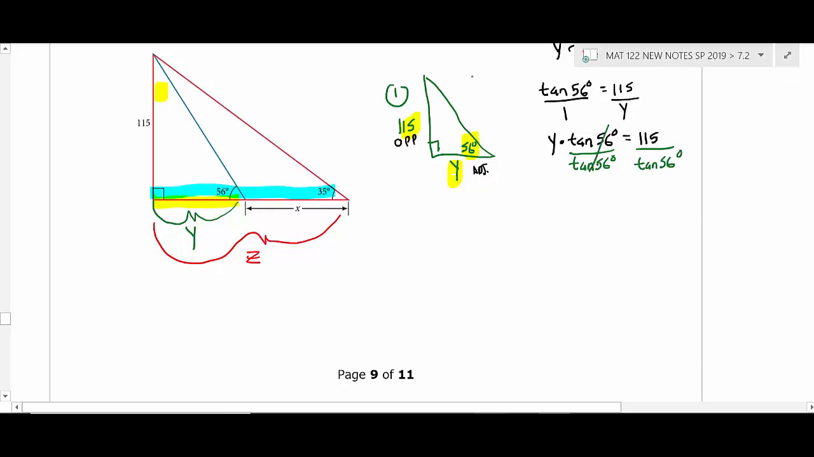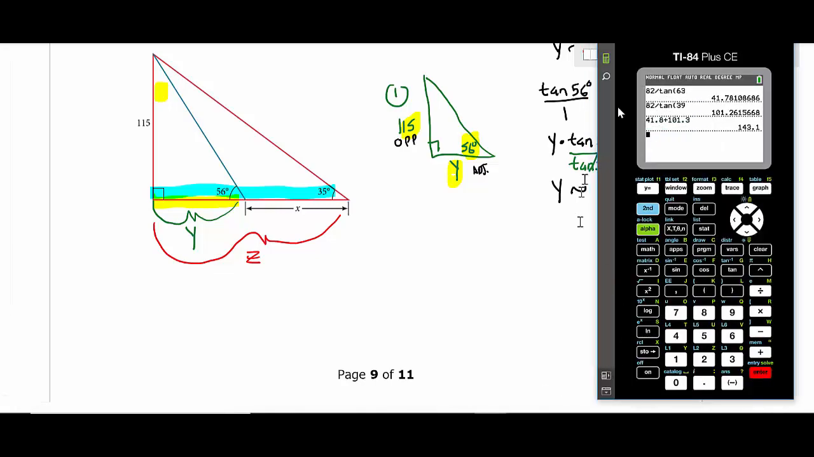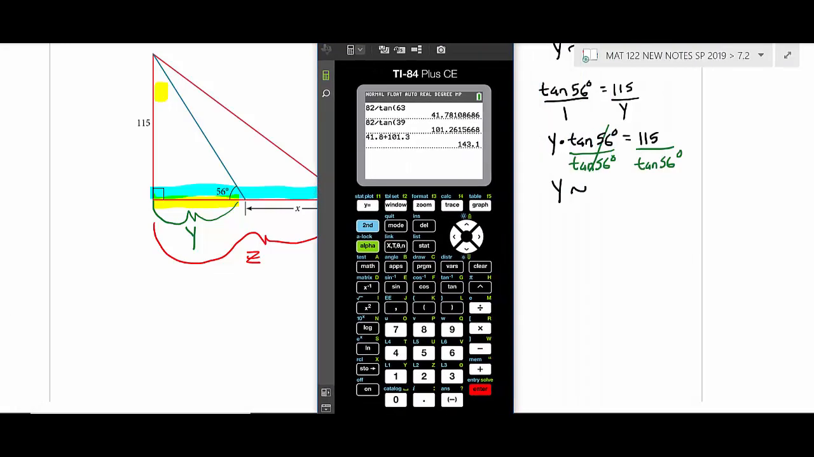Okay, that will divide out, and that'll give you what y is. And of course, we just need to go to the calculator to get that taken care of then. Okay, so I'll just move my calculator over here. And what I'm going to do is 115 divided by the tangent of 56 degrees. Okay. All right, so that's going to give me, again, one decimal. We're going to say that's about 77.6.